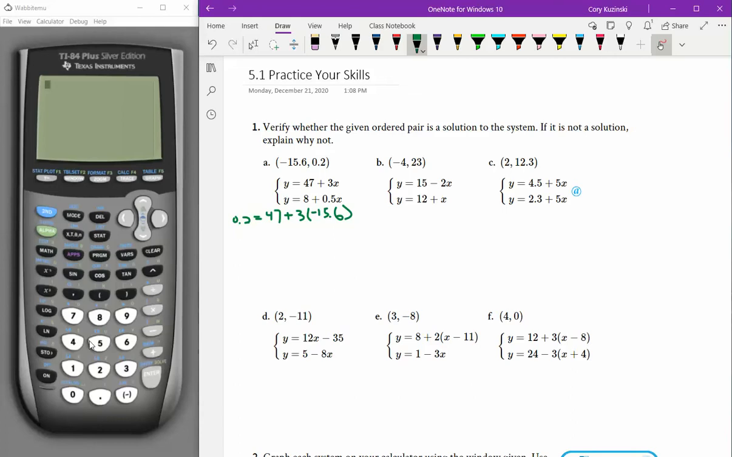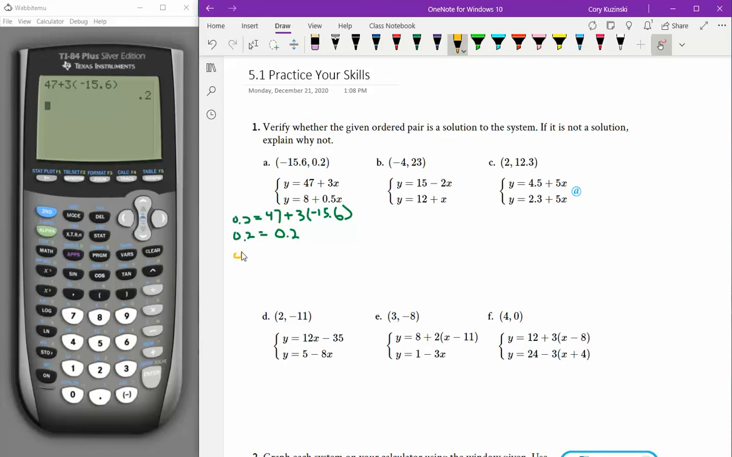So let's type that into our equation here. 47 plus 3 times negative 15.6, and that gives us 0.2. Okay, well, that's only half the battle. It works in this top equation, but we also needed to get it to work in the bottom equation.